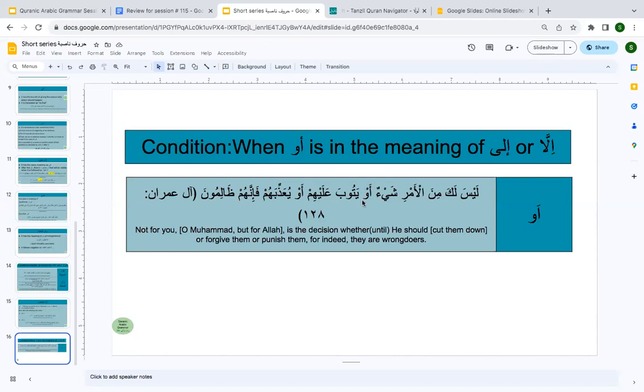Okay, this is not very commonly seen in Quran, and this aw usually will have the meaning of either until or illa. The only condition for this aw is that it must have the meaning of ila or illa. Ila means until or to, and illa means except. You all remember this?